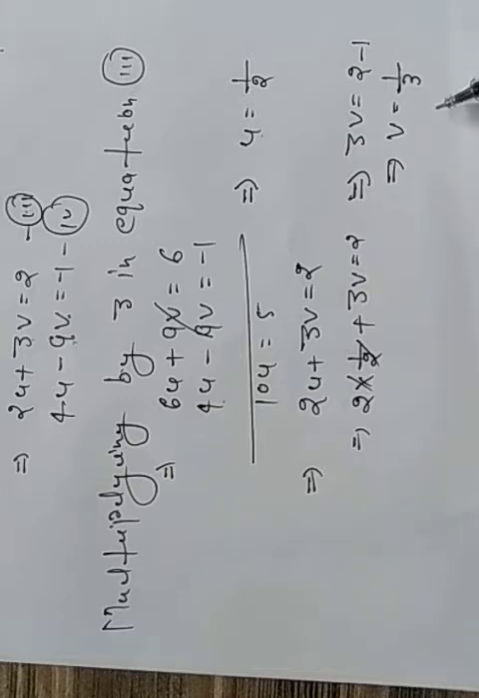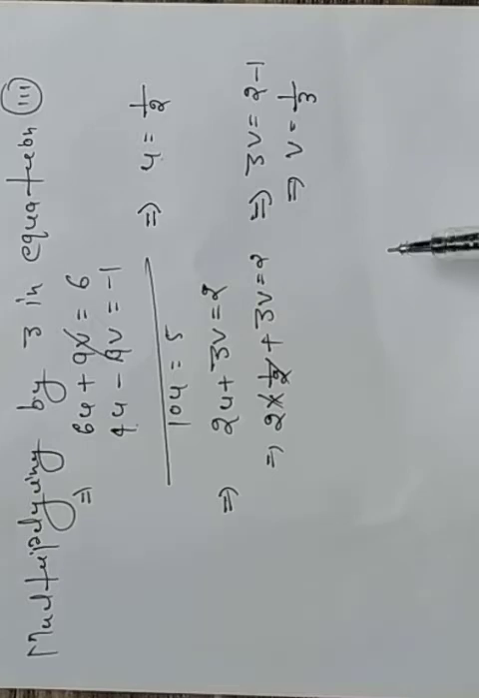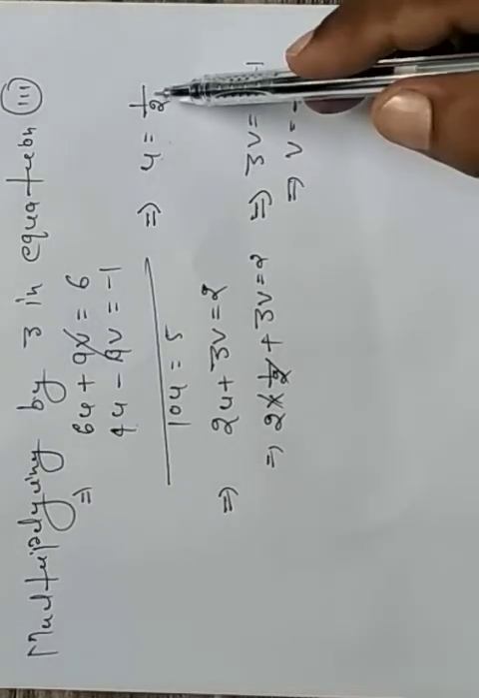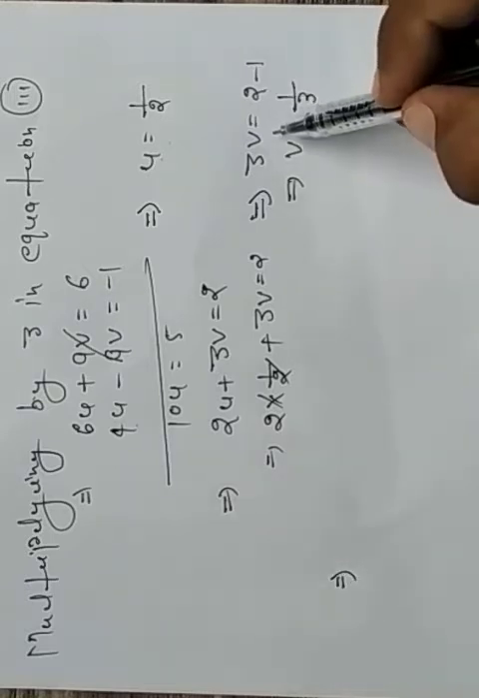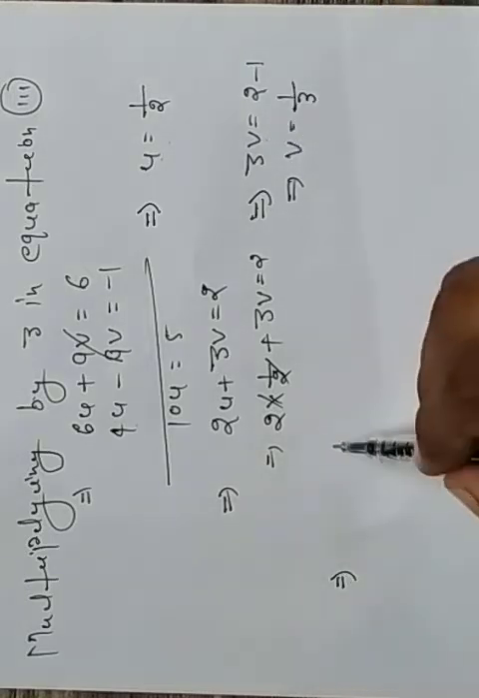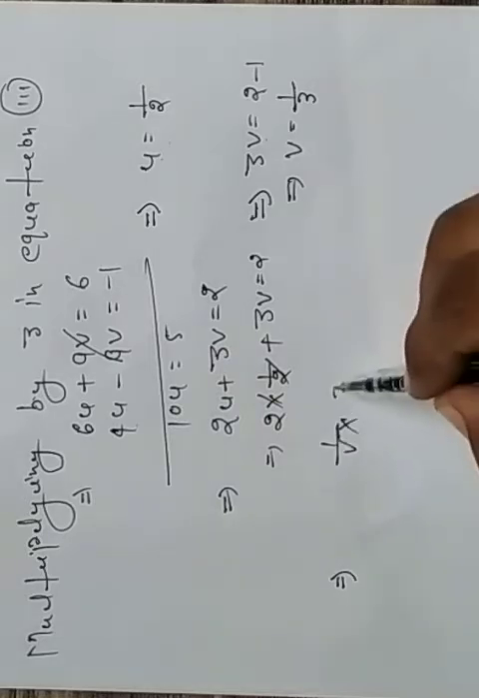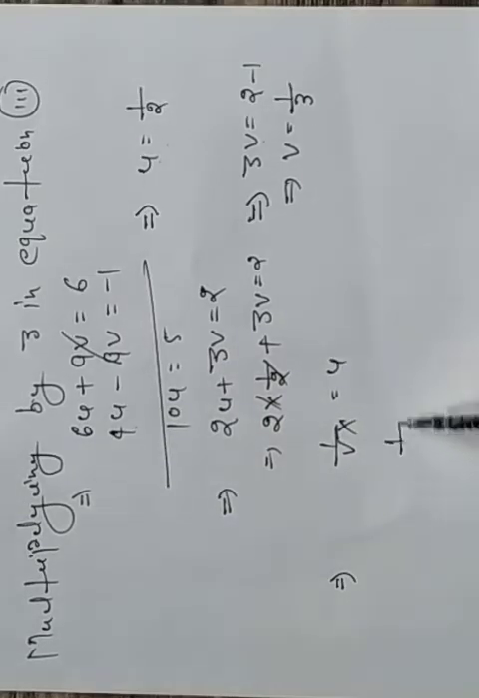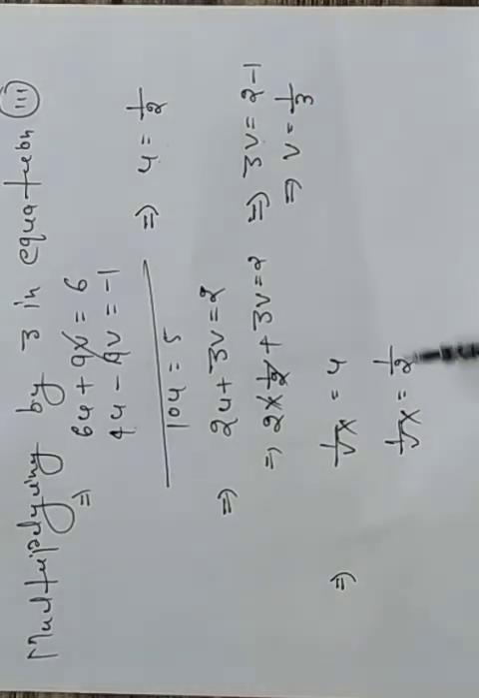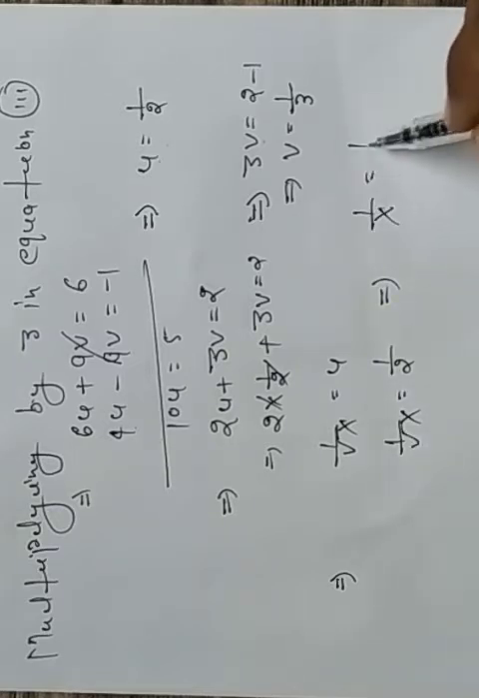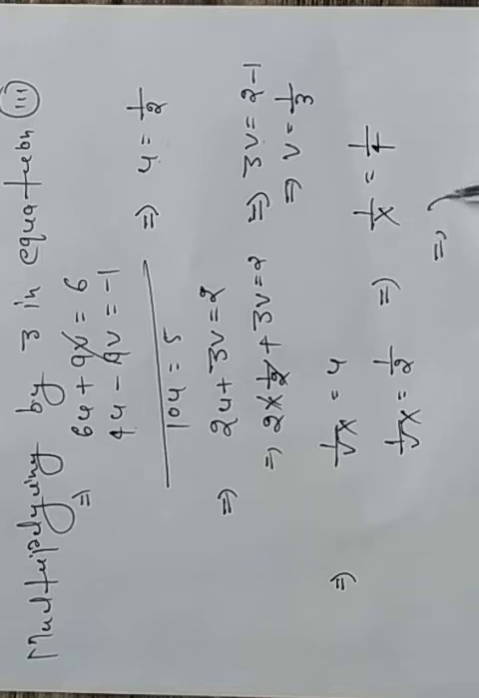Now student, we know value of u and v both. Now we will compare value of x and y with u and v. 1 by root x is equal to u, and value of u is coming 1 by 2. Now squaring both sides. When we are squaring both sides, then what are we getting? 1 by x is equal to 1 by 4, implies x will come 4. Value of x is coming 4.